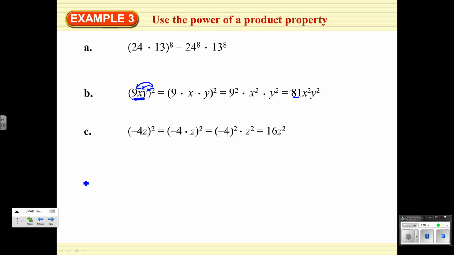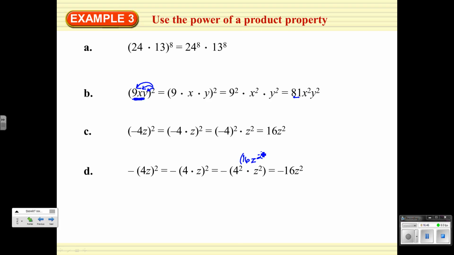So we just square everything inside the parentheses. Next example, last example. The negative outside shows you the difference here. This negative is not squared because it is not inside the quantity that's being squared. It's outside the quantity. So only what's inside here is getting squared. So this time it becomes 4 squared times z squared, which is 16z squared.